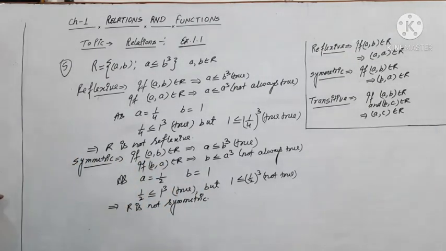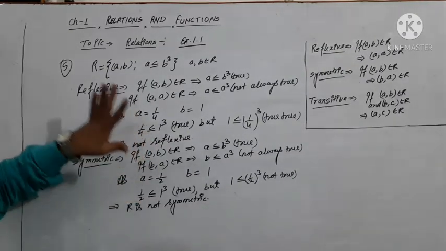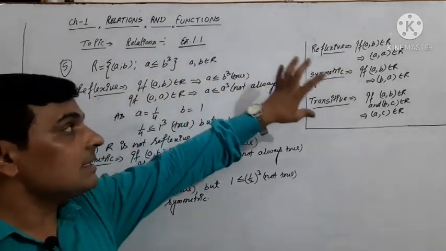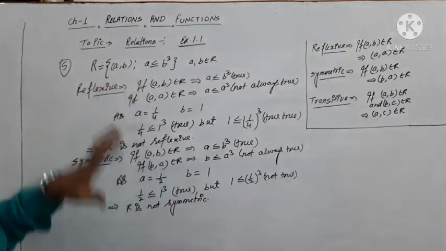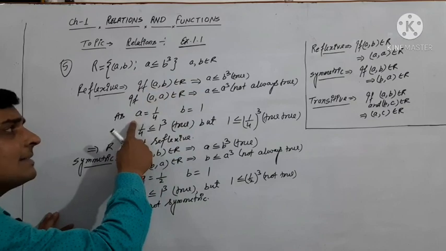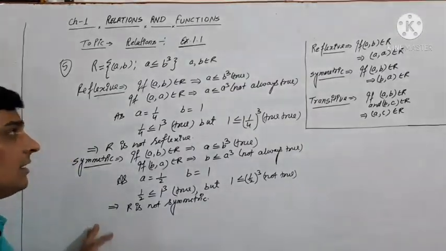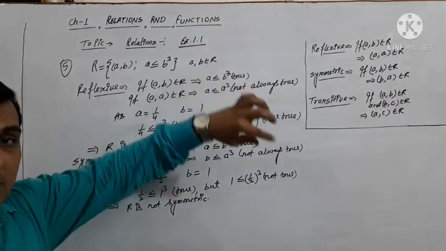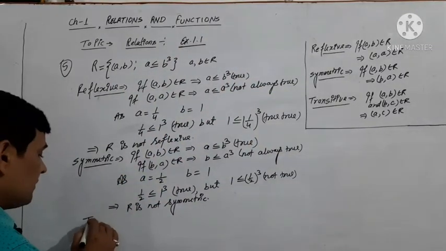Clear? These are the conditions for reflexive, symmetric and transitive which we use in every question. Each and every question is the same, the conditions are the same, only the examples will be different, which you will take, either real numbers or any other numbers. Now the condition for transitive.